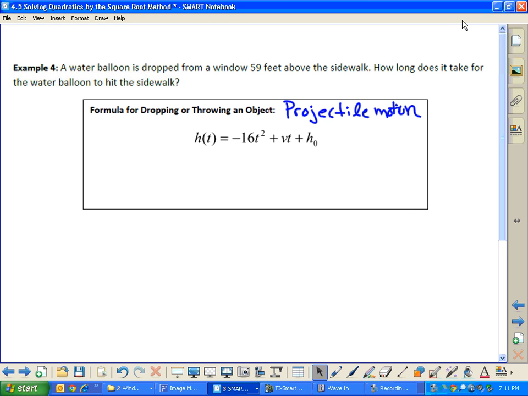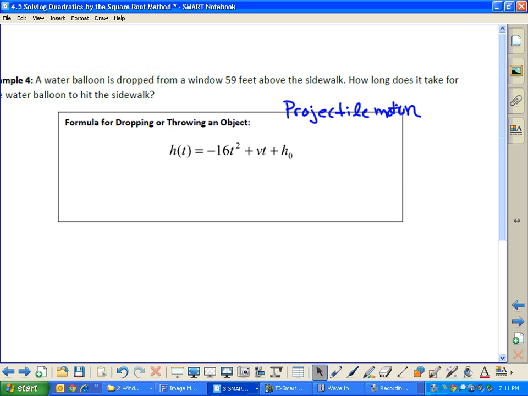And just to talk with you briefly about this particular problem, we have a water balloon and we're dropping it from a height of 59 feet above the sidewalk. We're supposed to figure out how much time it takes for the water balloon to hit the sidewalk. Now, before I get too far into the word problem, I just want to talk about what this formula means. What are all those letters? Like, what's the H and the B and all that?